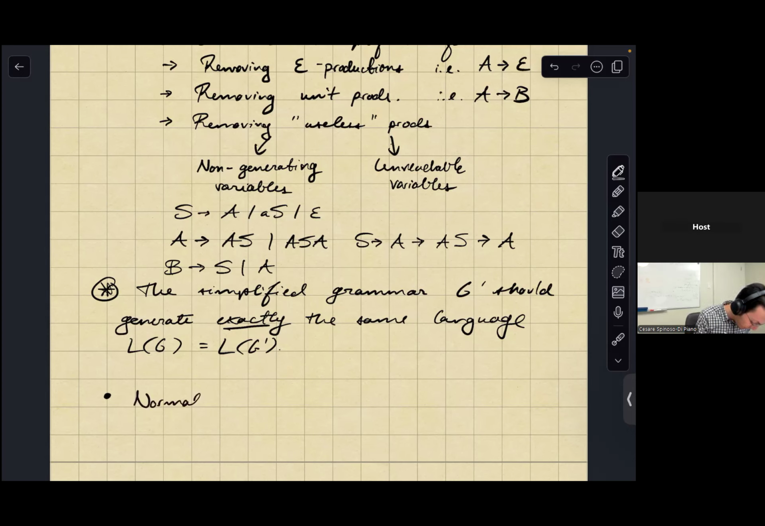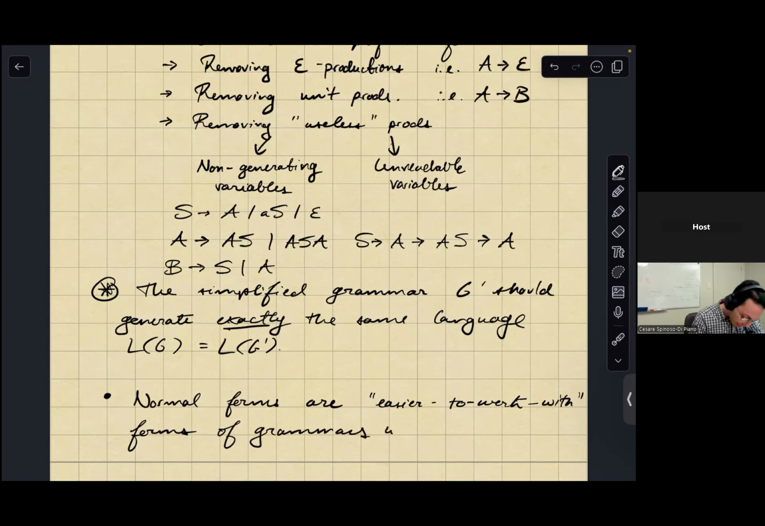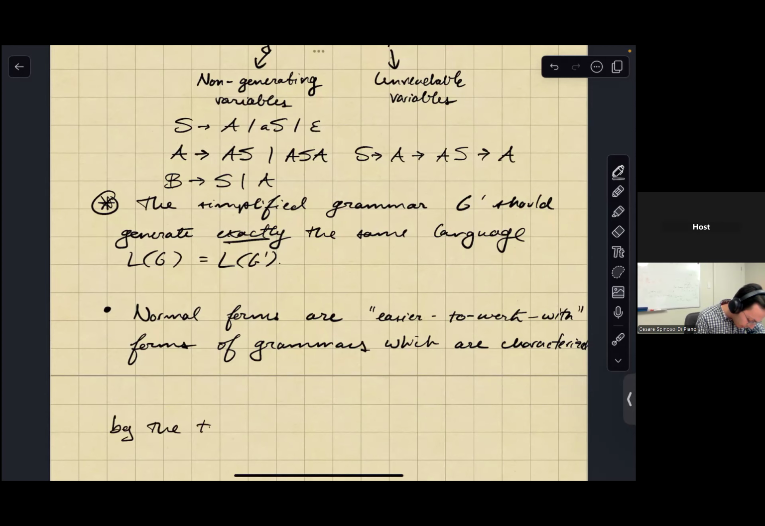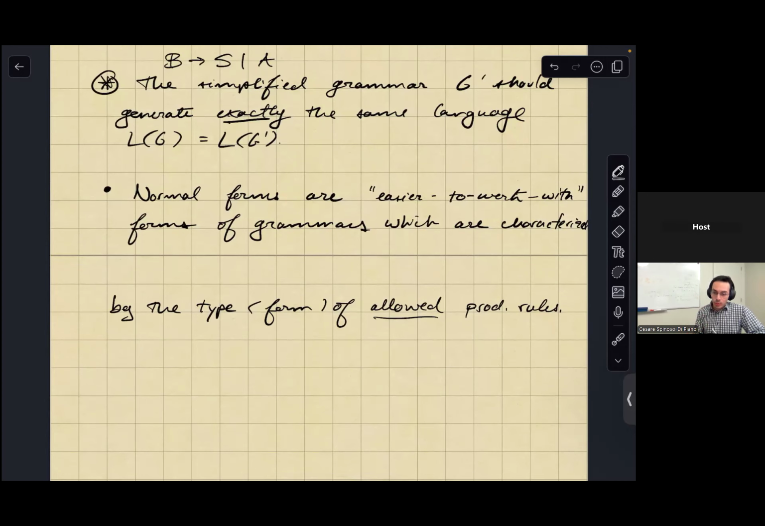So normal forms are what I would call easier to work with forms of grammars, which are characterized by the type, or really the form, of allowed production rules. Okay.